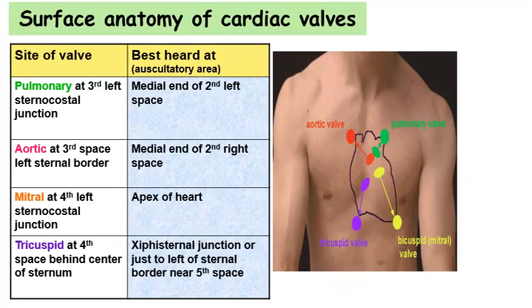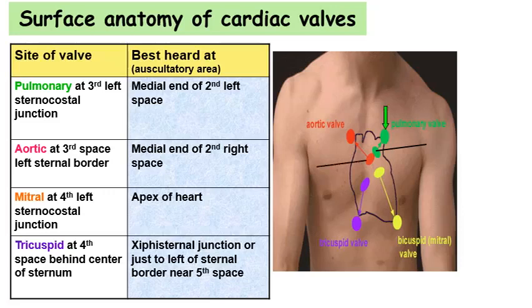Now we talk about the surface anatomy of the cardiac valves. Anatomically, we can see the site of the valve. However, it can be best heard over another area. We call this area the auscultatory area. So if we talk about the pulmonary valve, its surface anatomy, it's anatomically present at the third left sternocostal junction. However, it can be best heard at the medial end of the second left intercostal space.